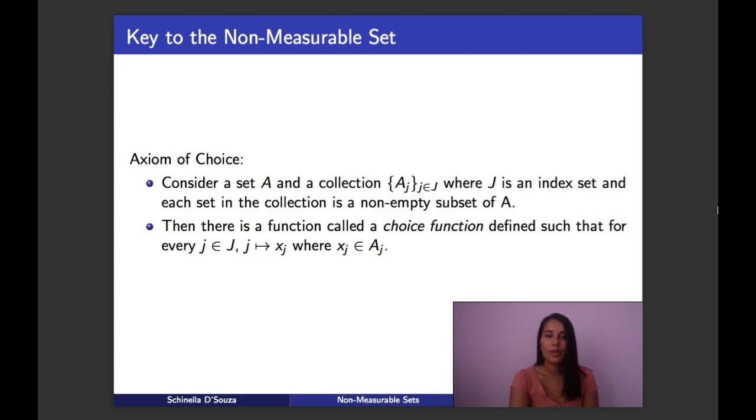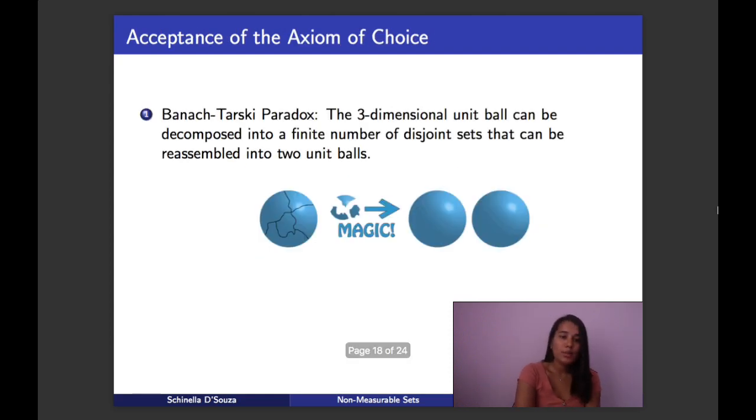This leads us to two options. Should we accept the axiom of choice or reject it? Well, let's say we accept the axiom of choice. That is, we accept non-measurable sets. Are there any strange things that happen?